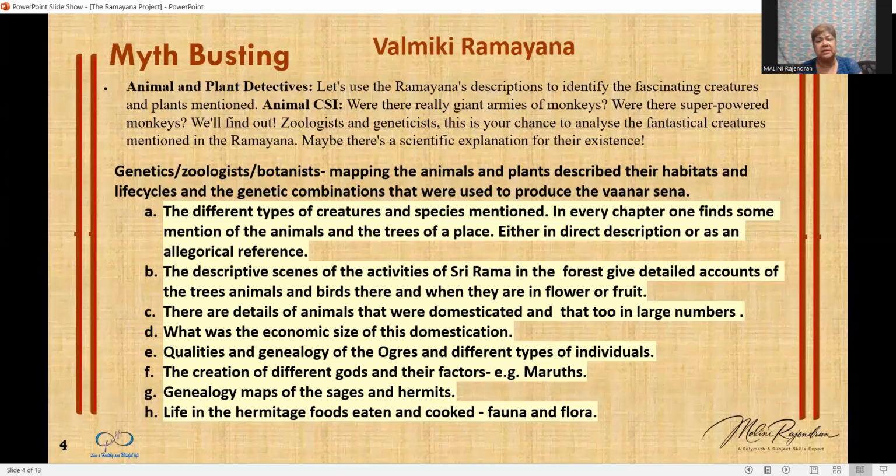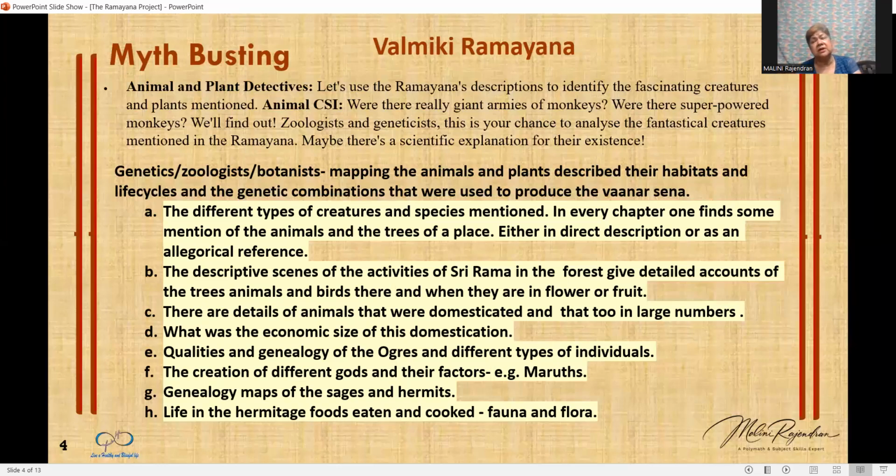Then there is mention of various types of ogres and their genealogy and their characteristics and their behaviors and their physiologies. And these were different individuals that come from a different gene pool. Then there is the creation of the different gods, the Maruts, who come from the womb of Diti. It would be interesting to do a genealogy map of not only the sages and the hermits, but the entire Ikshvaku clan. Who were the wives? What were the races that were interbred? What were the communities? Which kingdoms did the women come from who married into the Ikshvaku clan?